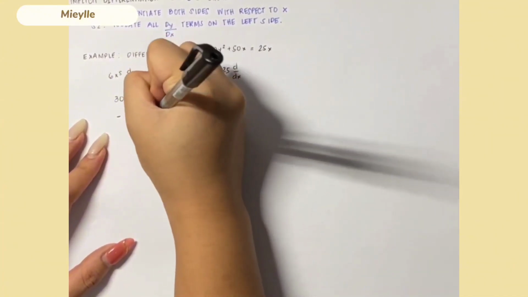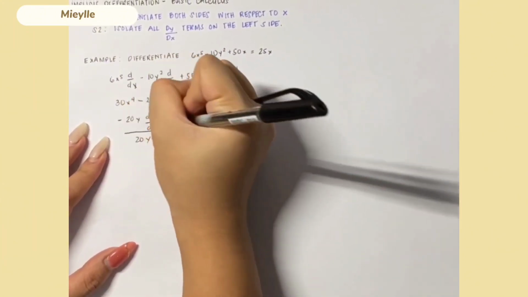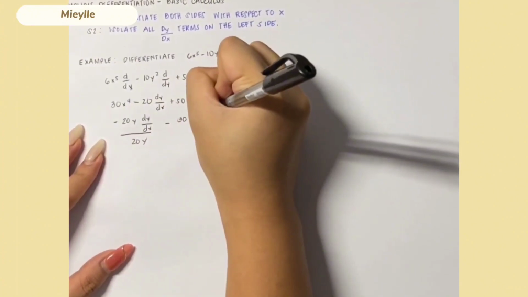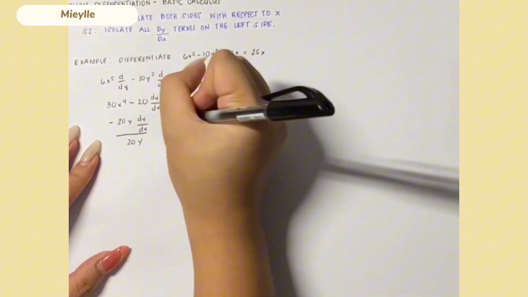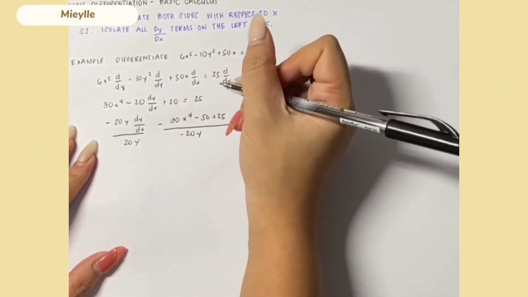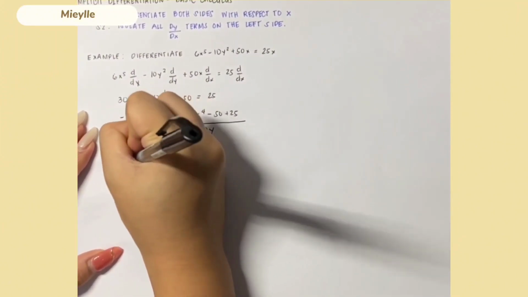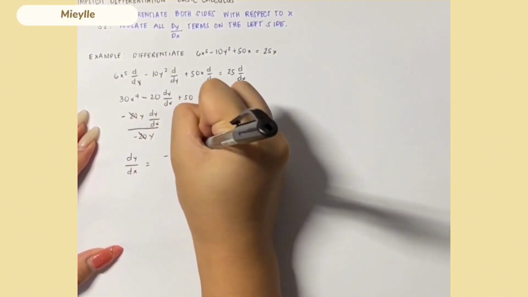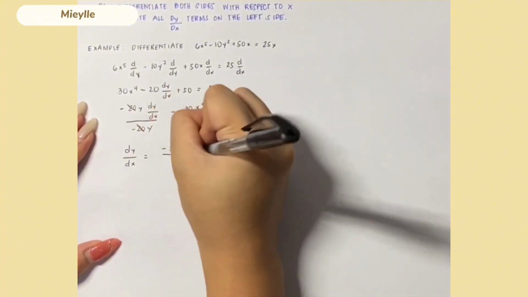Now we move the variables from the right side since step 2 states to isolate all dy over dx terms on the left side. Since we moved all the variables from the right side, now we have to divide by negative 20y and cancel out the same number so that dy over dx remains. So now we have dy over dx equals negative 30x raised to the 4th power minus 50 plus 25 over negative 20y.